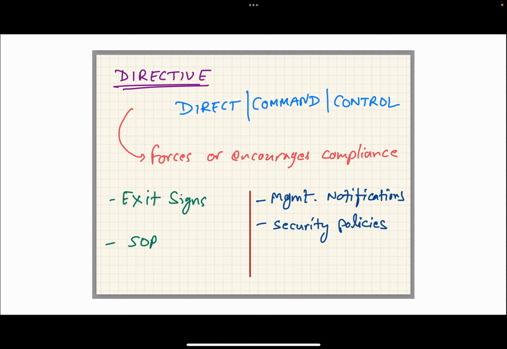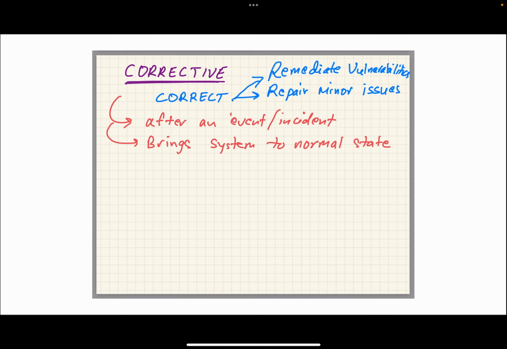In terms of cybersecurity, your management notifications and your security policies work as directive controls. Management notifications means, let's say, you get an email saying that, hey guys, you are expected to finish your cybersecurity awareness training by end of this month. So that's a management command or direction or directive. So that becomes a directive control. Security policies tell you how to use a particular information asset and what not to do, right? What are the expectations? So it guides you in that direction. That's why it's a directive control.